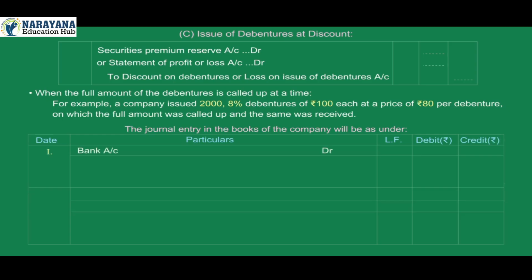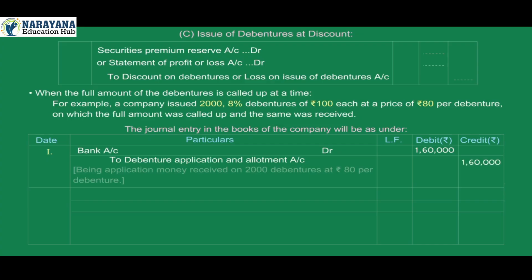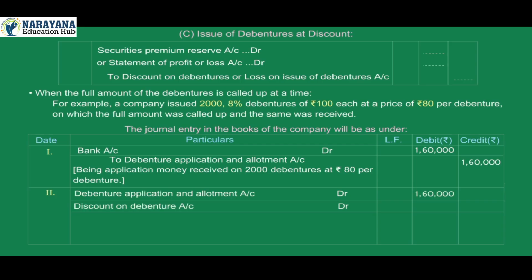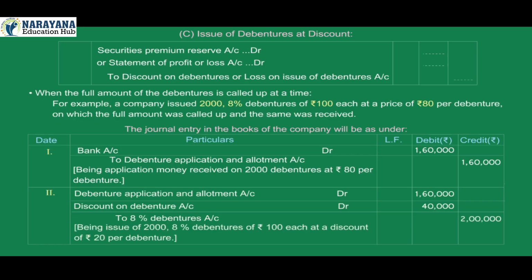1. Bank account debit 1,60,000 to debenture application and allotment account credit 1,60,000. Being application money received on 2,000 debentures at Rs 80 per debenture. 2. Debenture application and allotment account debit 1,60,000. Discount on debenture account debit 40,000. To 8% debentures account credit 2 lakh. Being issue of 2,000, 8% debentures of Rs 100 each at a discount of Rs 20 per debenture.